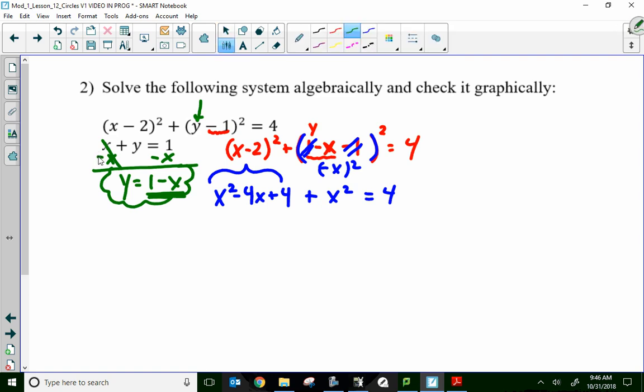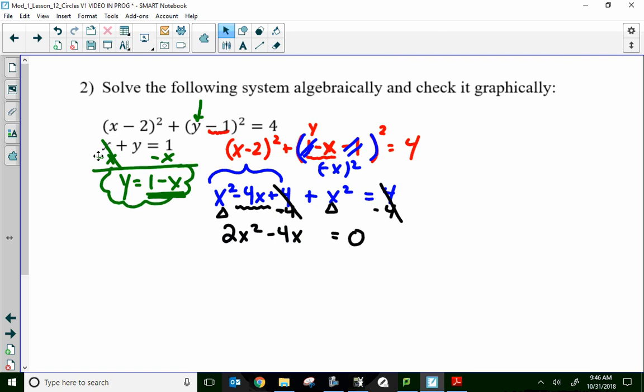Okay? So let's combine everything that we have and go from there. Oh, I have a 1x squared and a 1x squared. Well, that's 2x squared. I have a minus 4x equals, I want the right side to be 0, so I'm going to subtract 4 from the right side. What I do to the right side, I have to do to the left side, and that goes away as well. So really, all I have here is this 2x squared minus 4x equals 0.